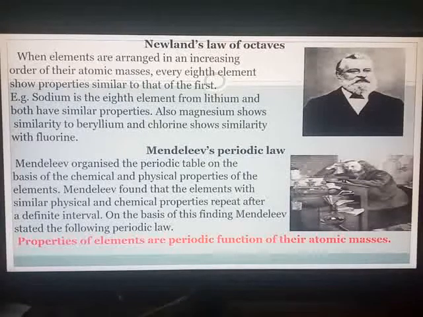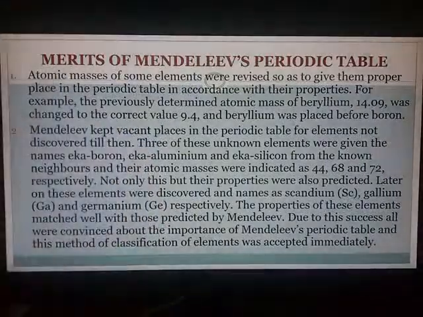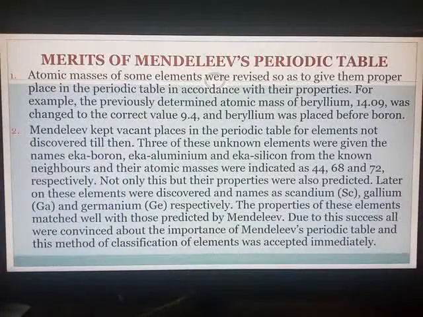So let us see what are merits and demerits of his periodic table. Merits are, the first merit is atomic masses of some elements were revised so as to give them proper place in the periodic table. See, when I had taught you this chapter, I had told you, suppose take an example of your class.